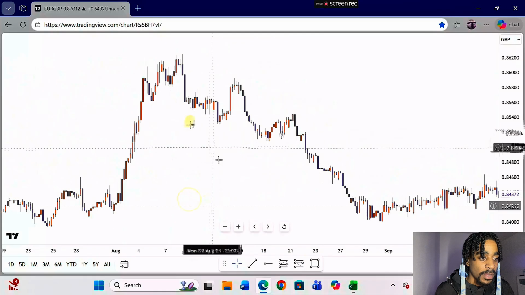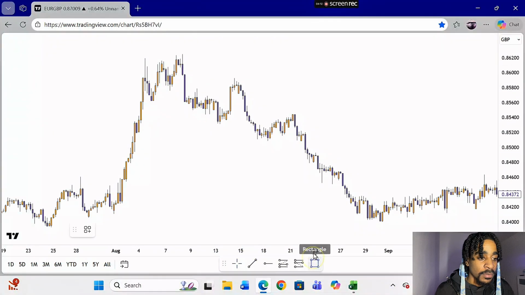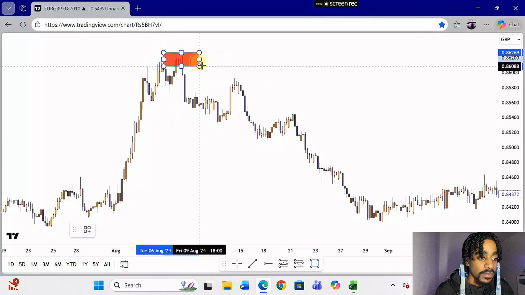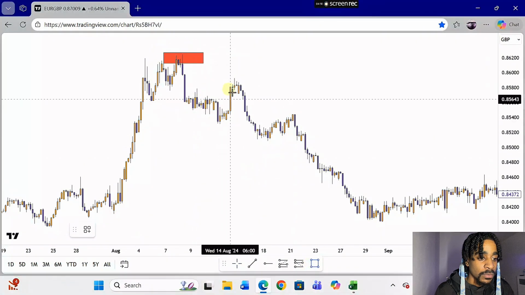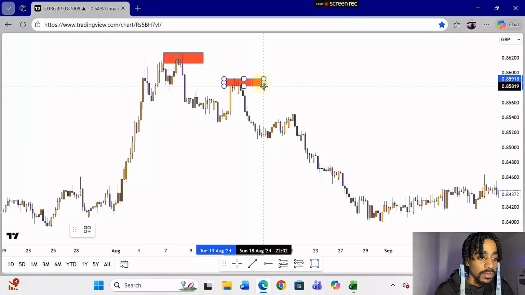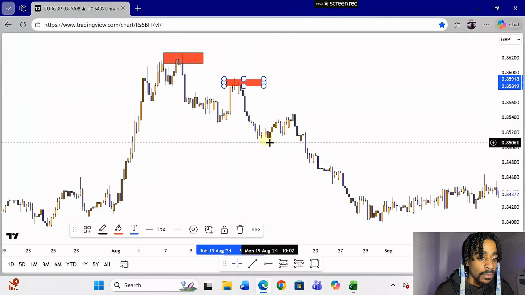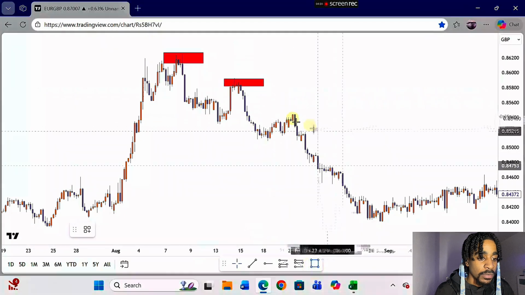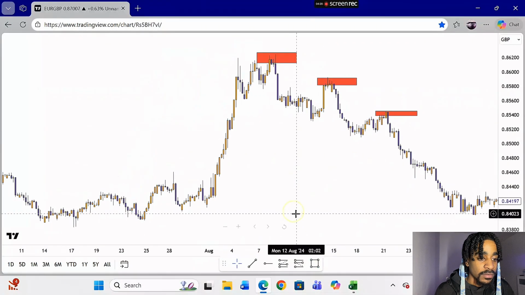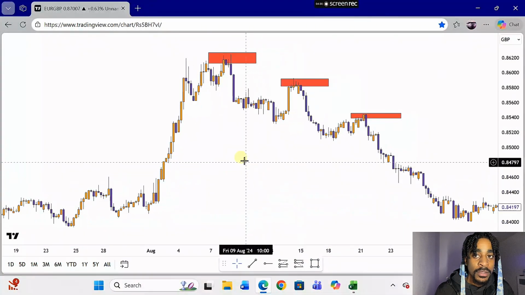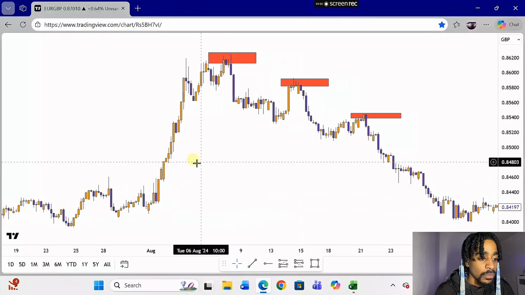So I see price push up and we react from this area. We push down, push up, we also react from this area. Push down, we push up, and then we react from this area here. So now let's take a closer look and see when these were.